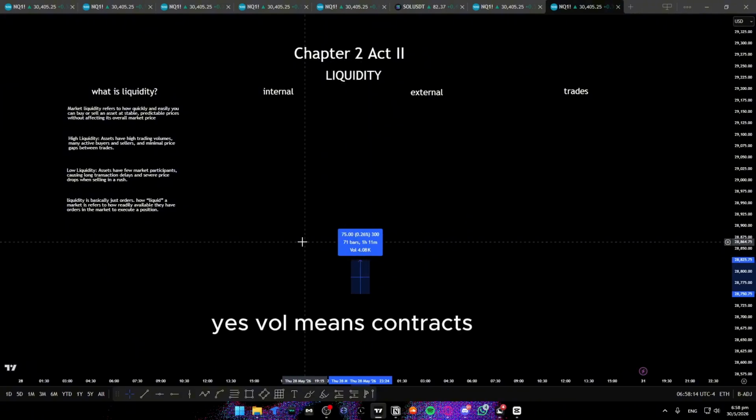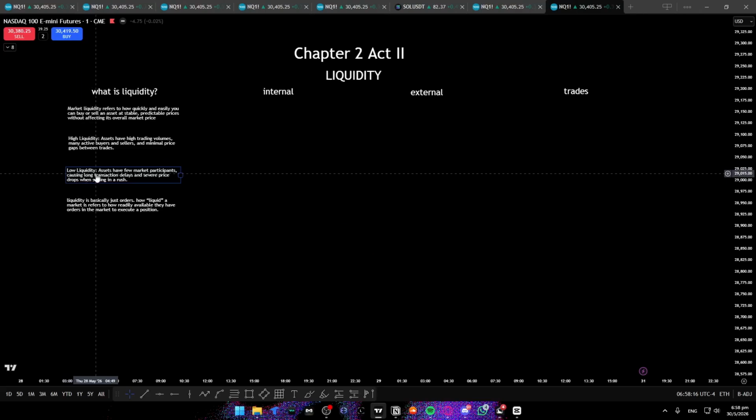See, volume 4,000 contracts to move like 75 points. I think that's what it means. And low liquidity means assets have few market participants and long transaction delays, severe price drops, and selling in a crush. So let's say a less liquid market.